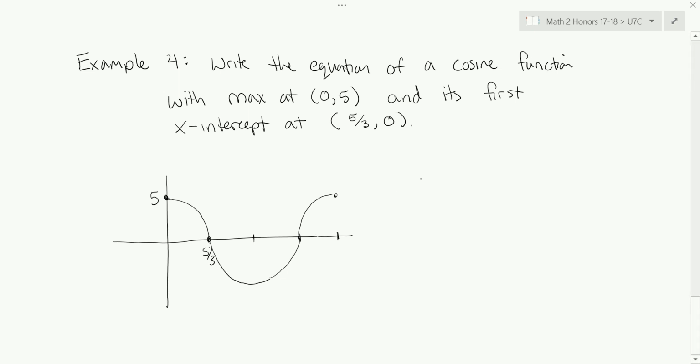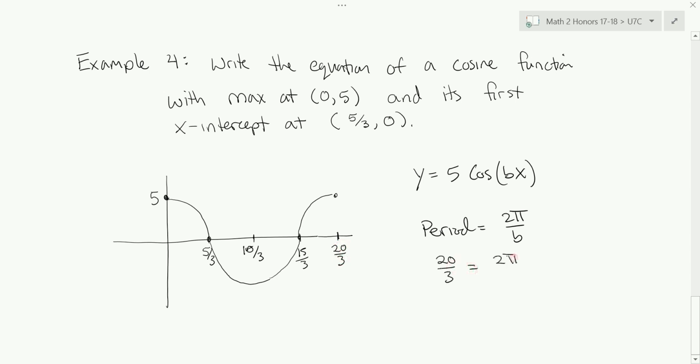So is this a positive cosine function or negative cosine function? So we got y equals 5 cosine of bx. We need the period of this function. What's the period of this function? We need to count by 5/3, right? This would be 10/3 here. This would be 15/3. This would be 20 over 3. So 20 over 3 is the period.